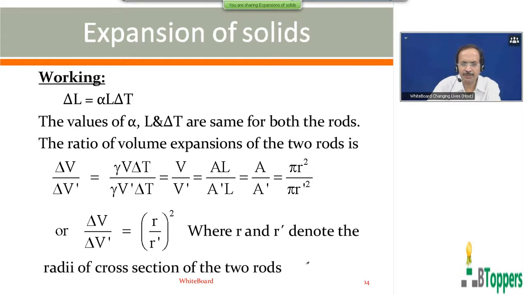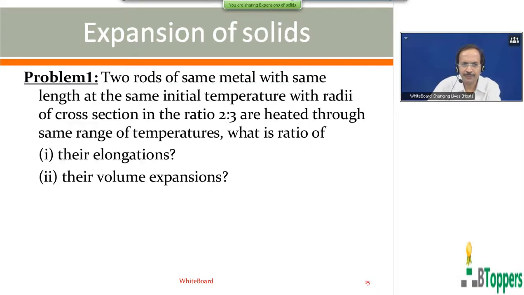Next, I want to solve one problem based on this case 1. Look at the screen for the problem here. I'm going to read out problem one. Two rods of same metal with same length at same initial temperature with radius of cross section ratio 2:3 are heated to same range of temperature. What is the ratio of, first part of the question, their elongations, second part of the question, their volume expansion, which I just discussed now.